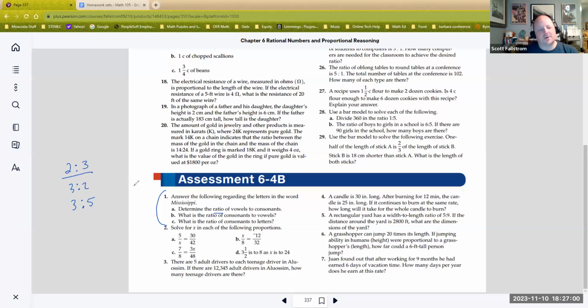That also tells you something, right? If you know how many consonants and how many vowels there are, you know that ratio, you know the total number must be a multiple of 5, because again, 2 to 3 gets you 5 total.